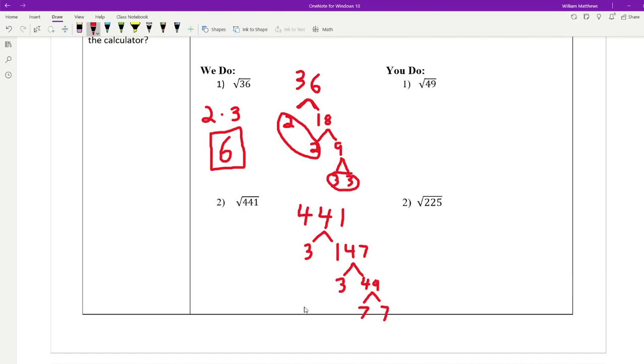These are all our prime numbers. So yet again, I want to circle any matching pairs. Write the number down one time for each matching pair, and multiply them together. 3 times 7 gives me 21. So the square root of 441 is 21.